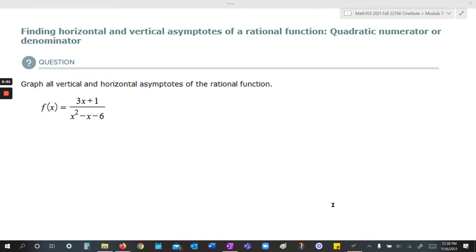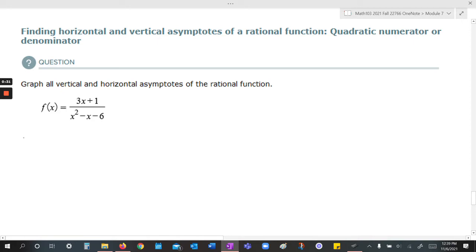Finding horizontal and vertical asymptotes of a rational function, quadratic, numerator, or denominator. So having a quadratic, that's going to be a degree 2. When you first encounter this topic, you may be dealing with rational functions that have a little more going on with them than what you've had to deal with previously. So we have here f of x equals 3x plus 1 over x squared minus x minus 6.